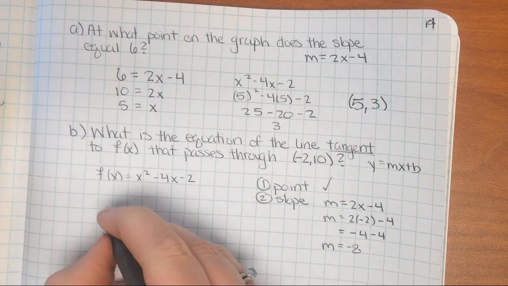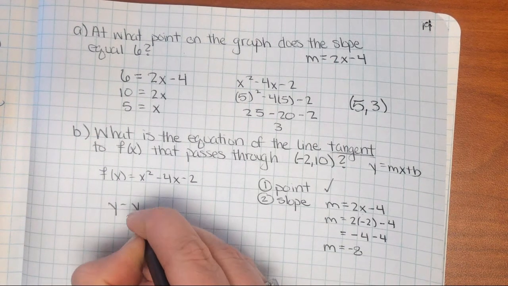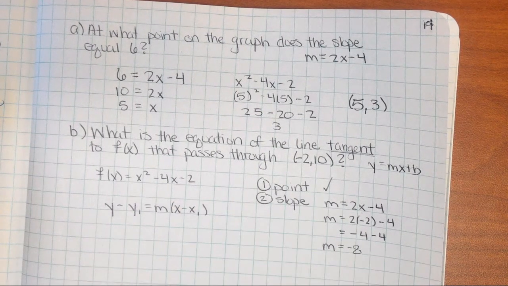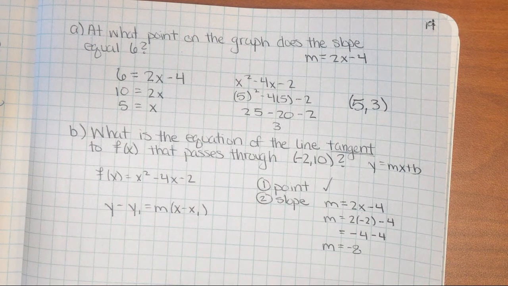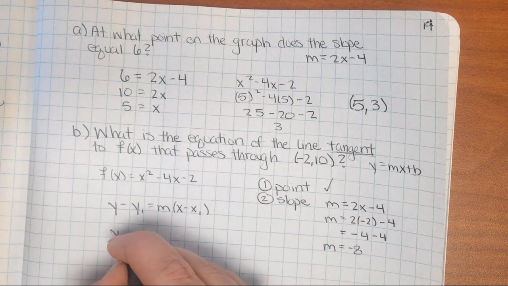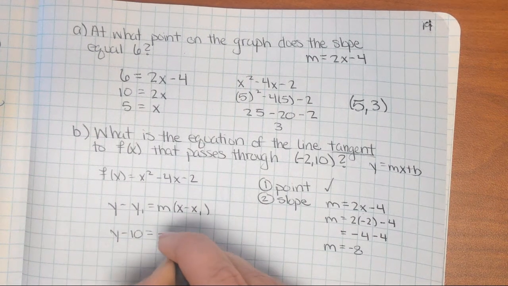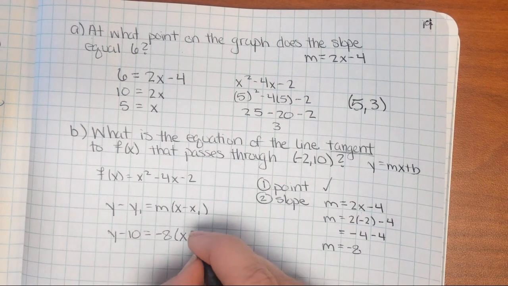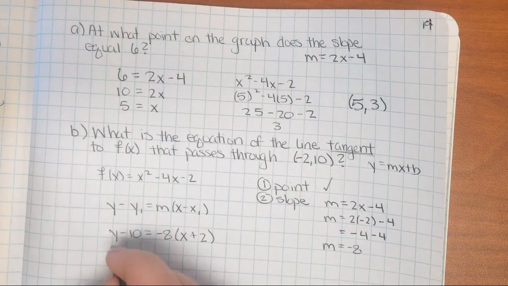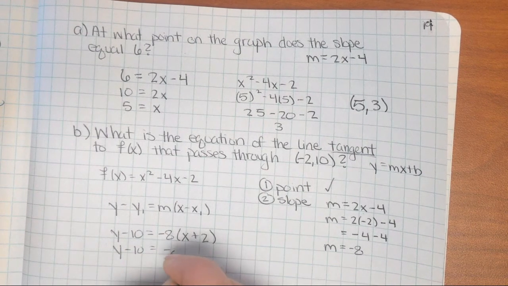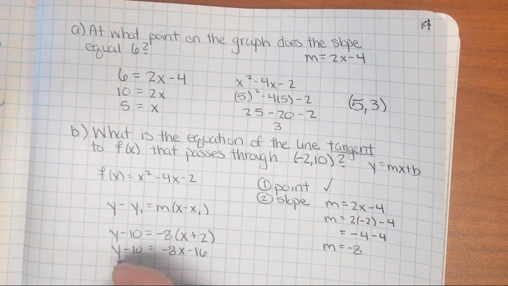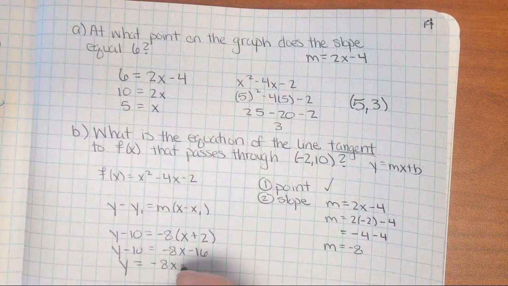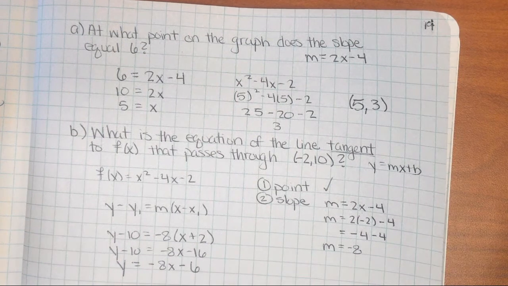Now let's go back to that y minus y1 equals m times x minus x1 equation, and I'm simply going to plug in everything they've given me. y1 happens to be 10, m is negative 8, and your x1, be careful, we're going to have a double negative, which will make that a positive 2. So y minus 10 is equal to negative 8x minus 16. Therefore, my tangent line is equal to negative 8x. If I move that 10 over, it becomes minus 6.